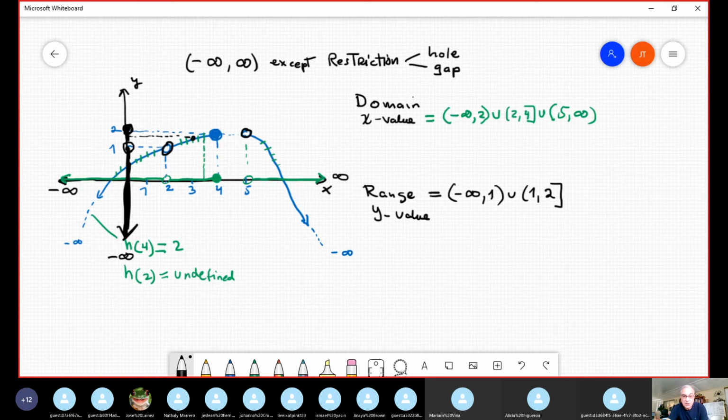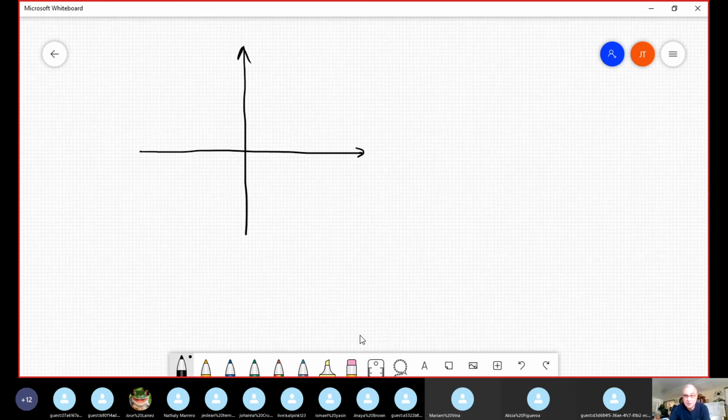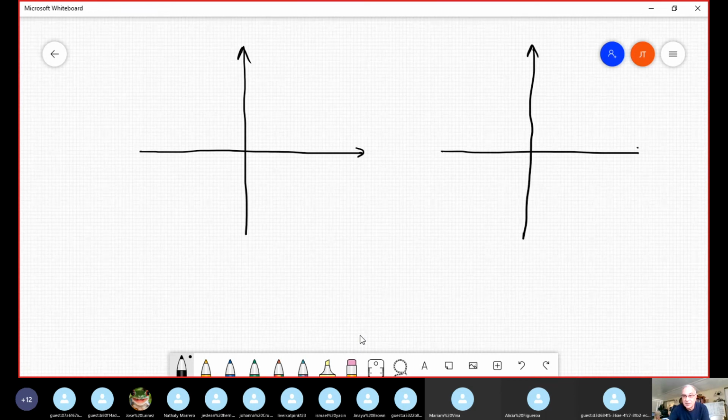Okay, so now let me try to do another example, and you help me to understand, not too complicated like this. We have holes, we have gaps, no. We have normal functions like that. Just two examples. The graph is given, and you look at the graph, no mathematics, no algebra, only look at the graph, and you determine the domain and range.